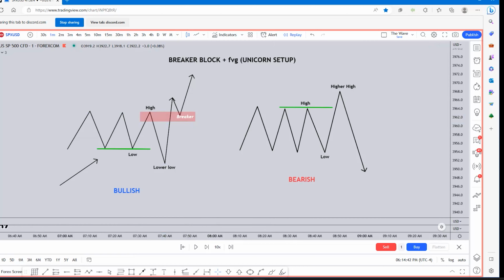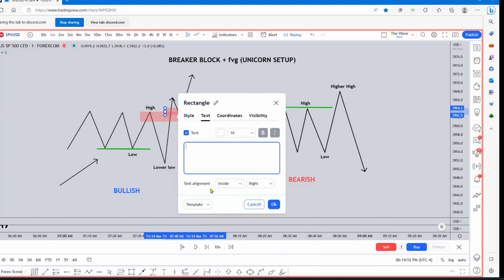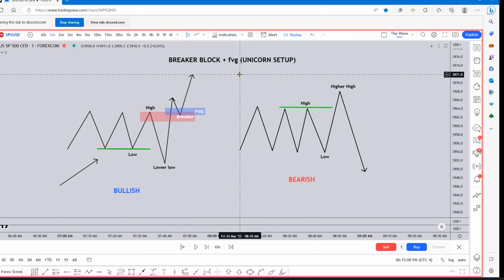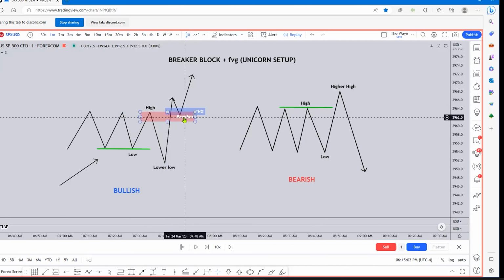Okay, typically in the unicorn setup, there would be a fair value gap in here as well, because you would have your break up in structure, your market structure shift with the displacement. So this is why it's called the unicorn setup, because you have your breaker block plus your fair value gap.